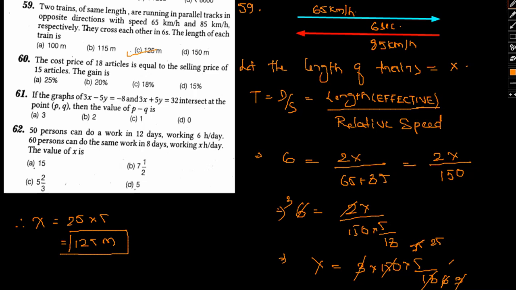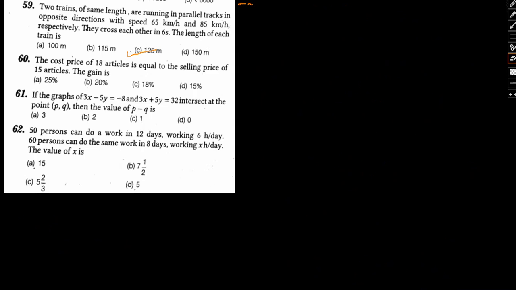So I hope it is clear to you how we came about with the solution of the same. So having said that, let's move on to the next question, number 60. The cost price of 18 articles is equal to the selling price of 15 articles. Find the gain. So it's given CP of 18 is equal to SP of 15. Now we know gain is given as SP minus CP. That is how we denote gain.